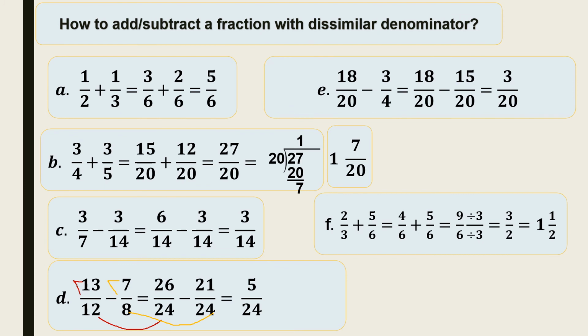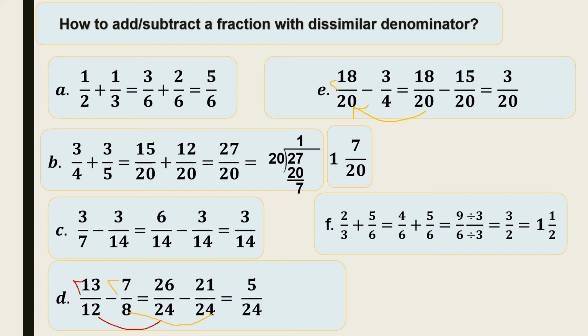Next, letter E. So we have letter E, 18 over 20 minus 3 over 4. First, we must get the LCM of 4 and 20. So their LCM is 20. After that, we must divide it by its old denominator. So 20 divided by 20 equals 1. Then multiply it by 18. So 1 times 18 equals 18.